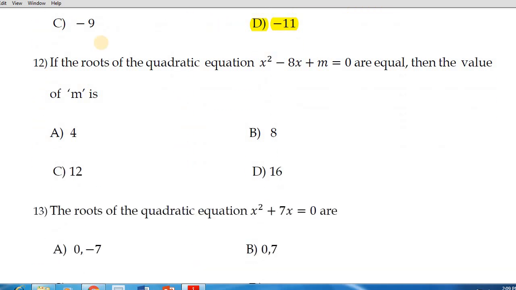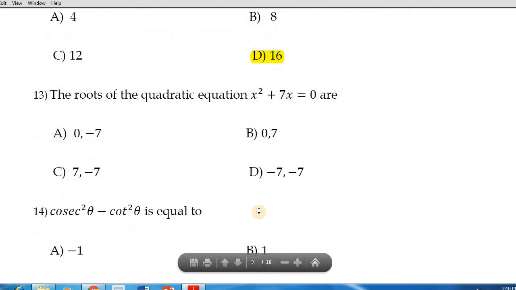Next question. If the roots of the quadratic equation x square minus 8x plus m equals 0 are equal, then the value of m is. Again, what you want to find is b square minus 4ac equals 0 only. Use this formula and simplify, you will get the m value, that is 16. D is 16.